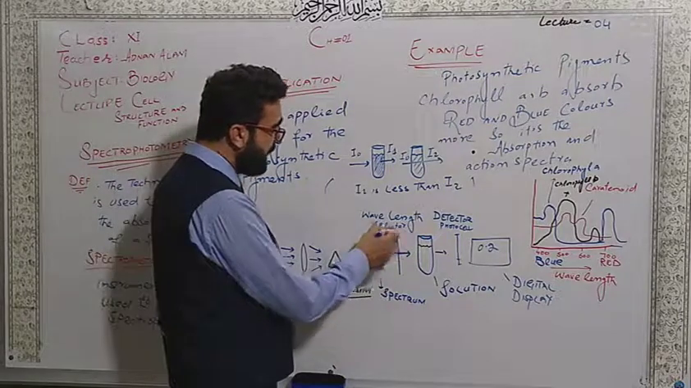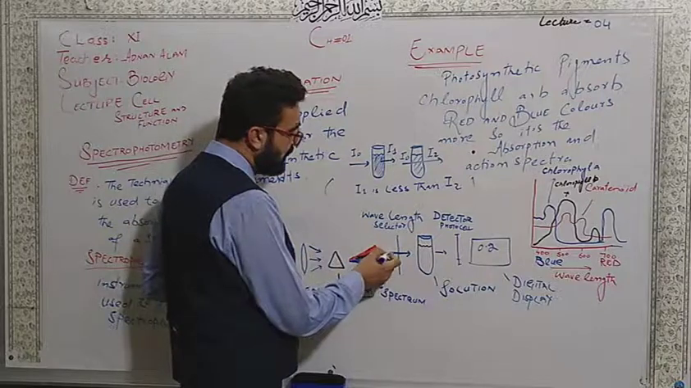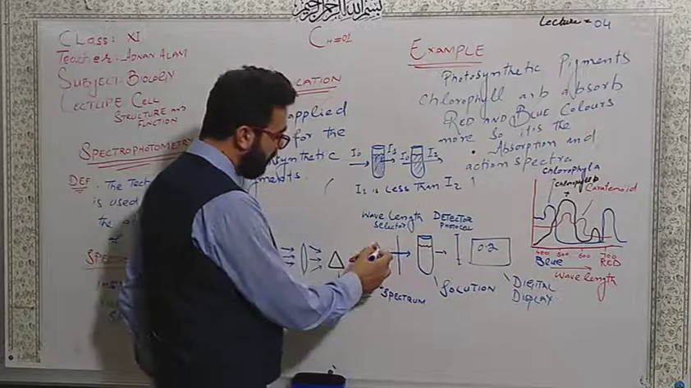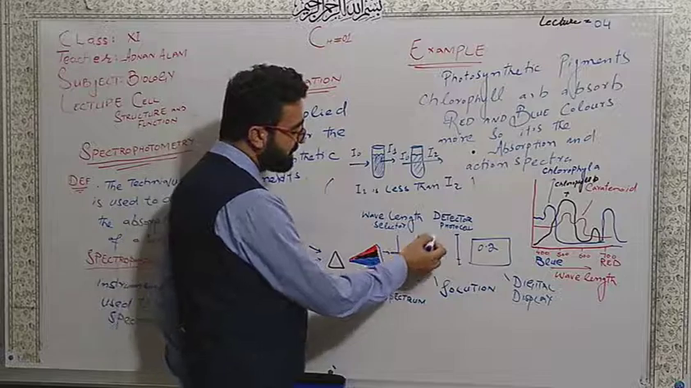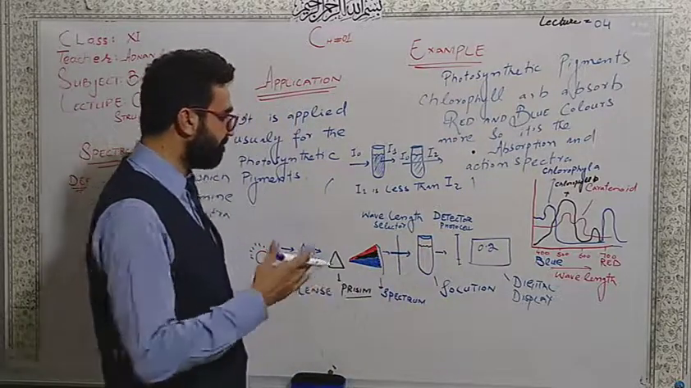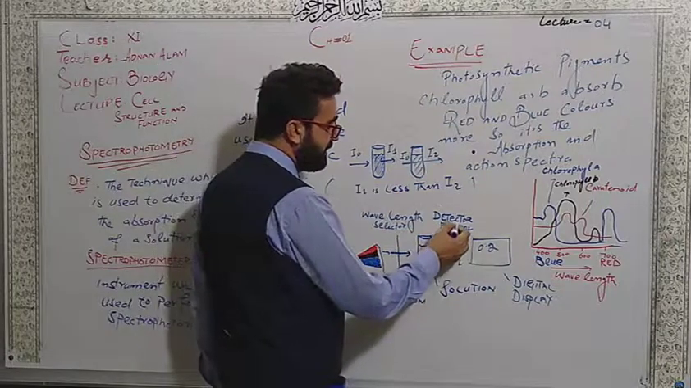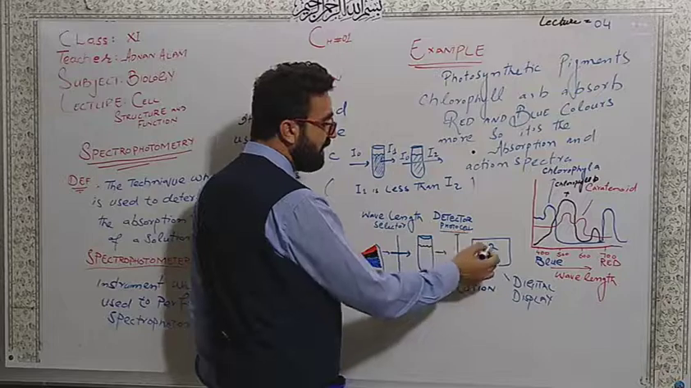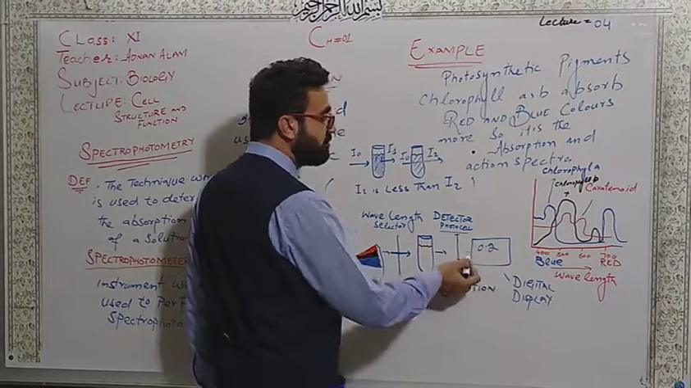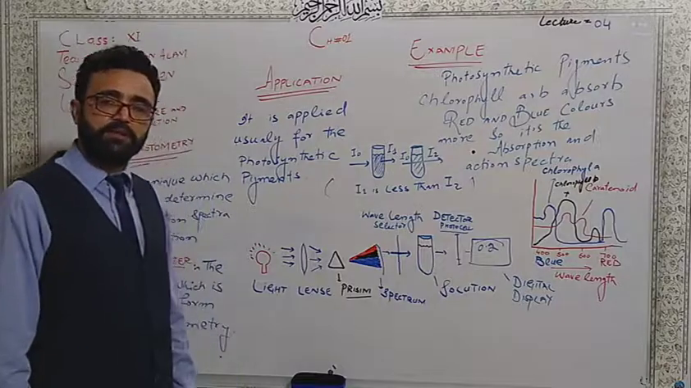Then we have a wavelength selector which selects a specific wavelength from all this spectrum, and this is our compound whose absorption spectra we need to determine. Now there is the detector or photocell, and the digital display which will tell us the wavelength, that is, what sort of wavelength was effective.